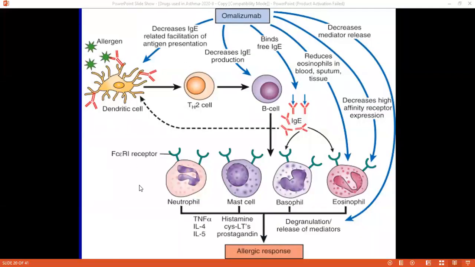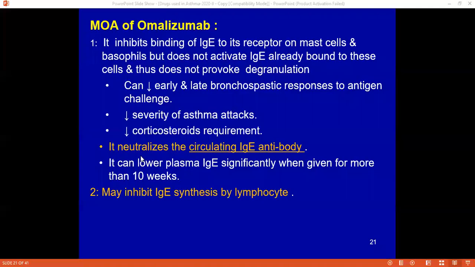Like this, you can see from here how omalizumab decreases the mediator release from the inflammatory cells. It binds to the free IgE in the circulation. It reduces the eosinophils in blood, sputum, and tissue, decreases the high affinity receptor expression on eosinophils, decreases IgE production from the B cells, and decreases the IgE-related facilitation of antigen presentation, especially from the allergen, so that the initial process is not there, right? In this way, it decreases the allergic response to all these mediators.